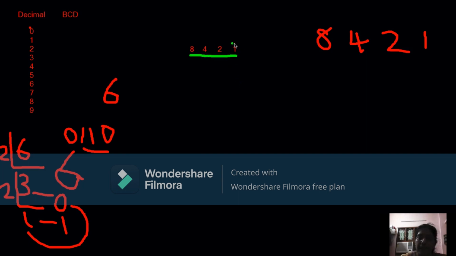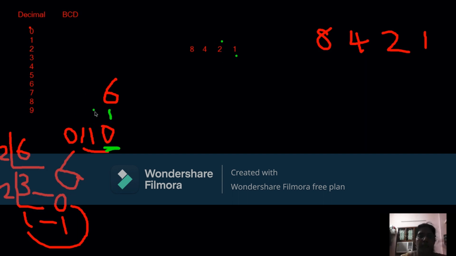These values, this 1, this 2, this 4, this 8, are called weights, the weight values for the particular position. For the first position the weight value is 1, for the next position the weight value is 2, the next is 4, like that. These we say are the weight values. Understood?